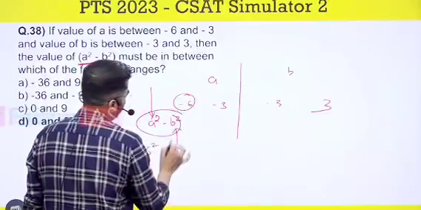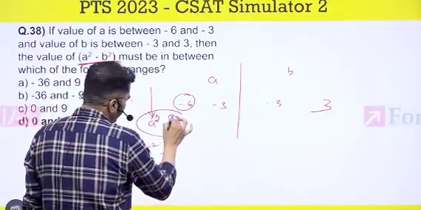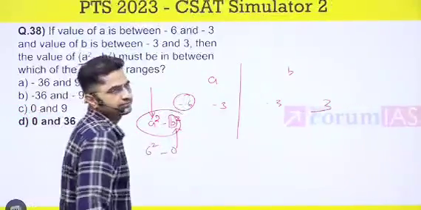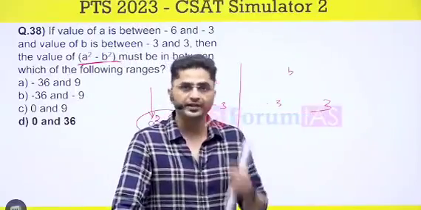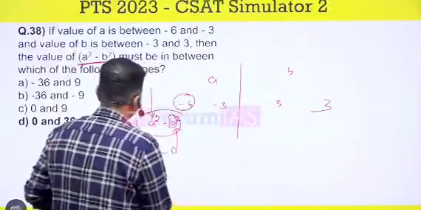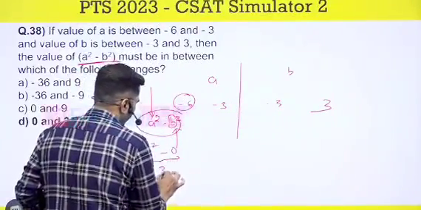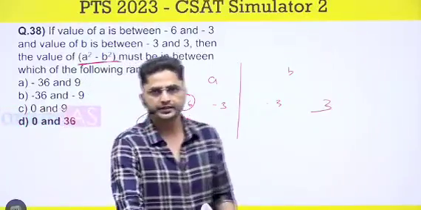6 square minus, see, the minimum value would be that I make it 0. That is when I'll get the maximum value of A square minus B square. So that would be what? 36. So my maxima here would be 36.